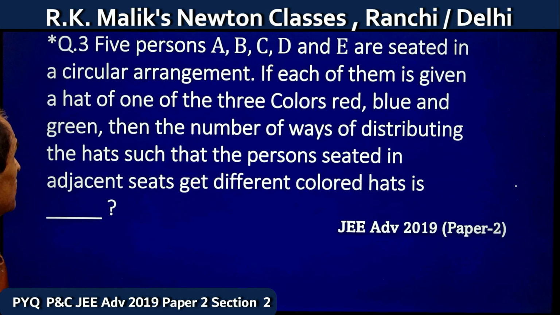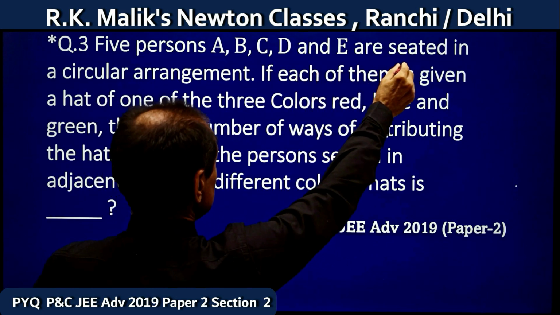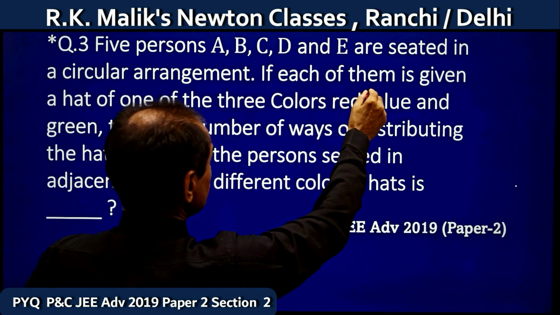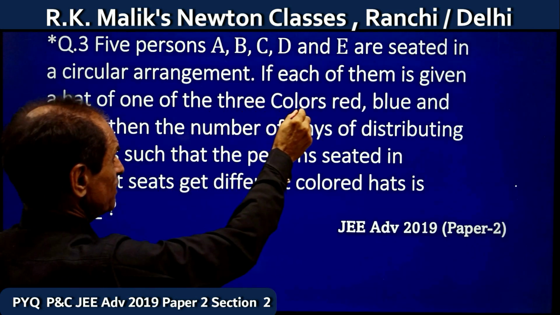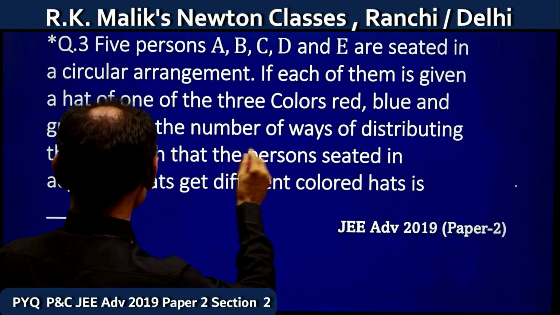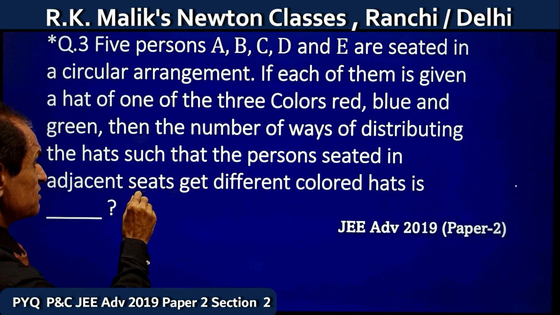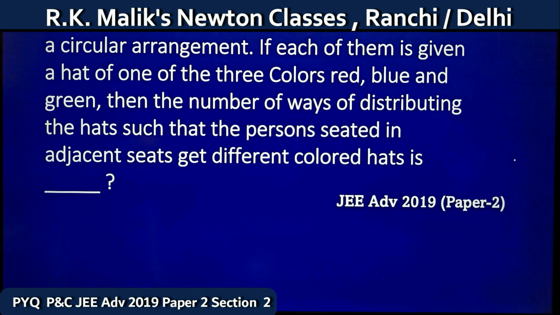In this question, it is given that 5 persons A, B, C, D and E are seated in a circular arrangement. If each of them is given a hat of one of the 3 colors, red, blue and green, then find the number of ways of distributing the hats such that the persons seated in adjacent seats get different color hats. It is obvious that we will have to use all the 3 colored hats.